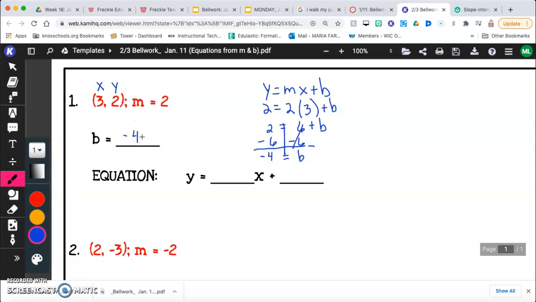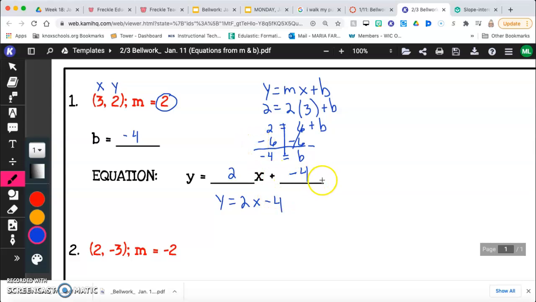Once you have your y-intercept, you already have your slope. You're just going to plug them into the equation. Our slope always comes with the x. The y-intercept always comes at the end. So you're going to have y equals 2x plus negative 4. And of course, if you didn't have the template there, you could also write y equals 2x minus 4, and that would equal the exact same thing. That would be the exact same equation. Any questions about that first problem?